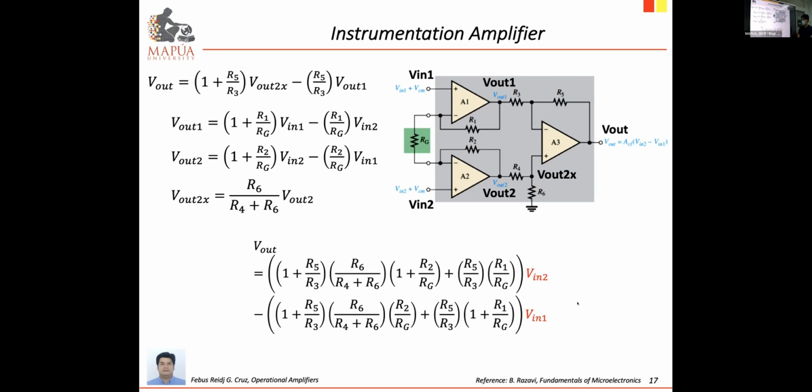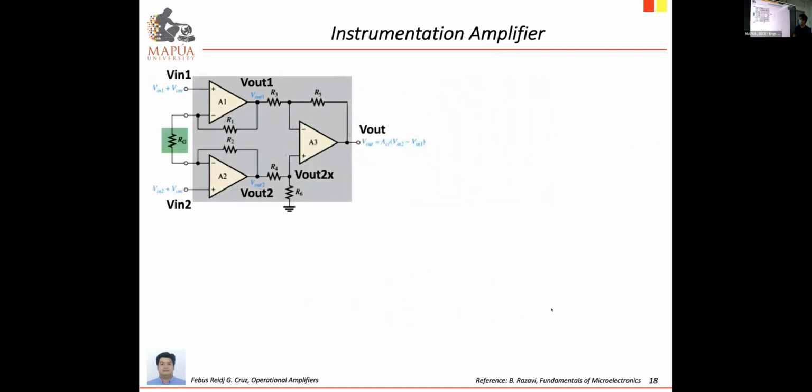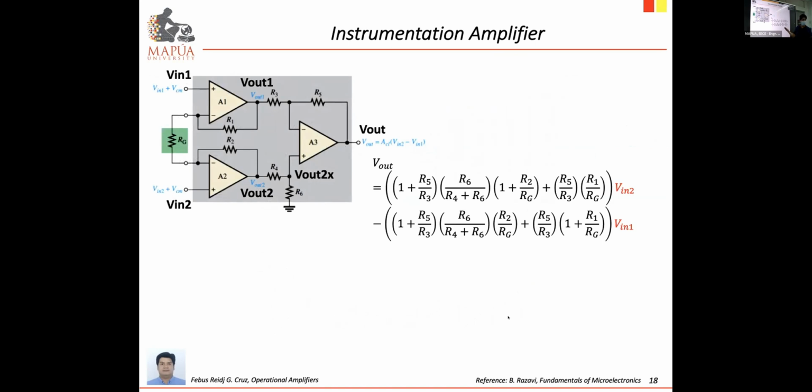And if you look at the equation, you have a certain gain times V in 2 minus another gain multiplied by V in 1. So in terms of amplifier 3, V in 2 is connected at the non-inverting input, so that's why you have a positive gain. And V in 1, in terms of amplifier 3, is connected to the negative, so that is why you have a negative gain for V in 1.